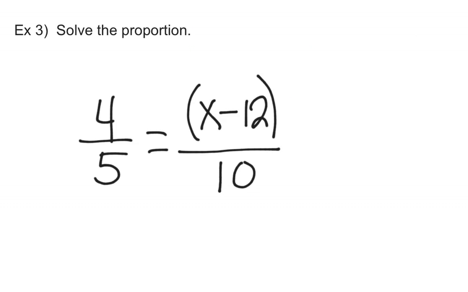All right, here's a little tougher one for you. Solve the proportion. What I want you guys to do is just pause the video and think about it for a second. See if you can come up with a good way to try this. And then I'll come back and show you another way, or maybe the same way. Okay, pause the video.